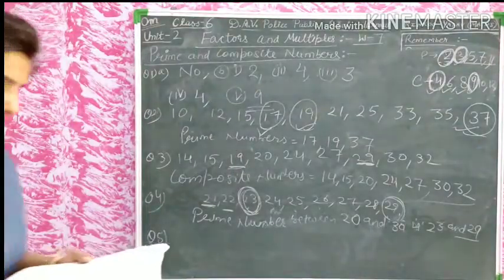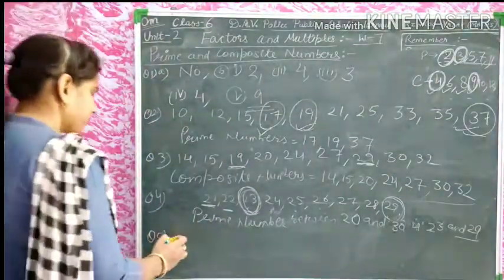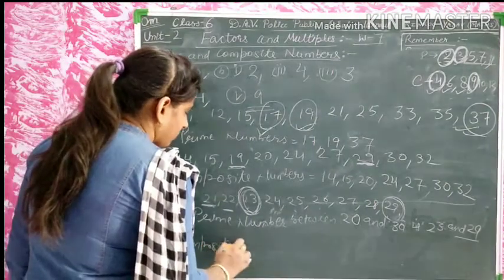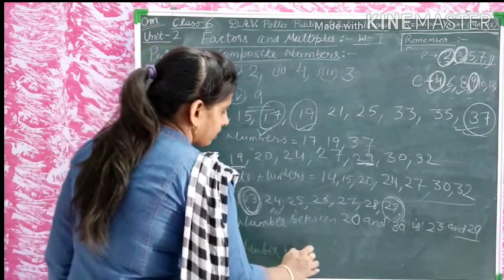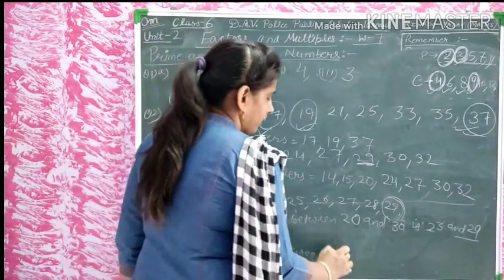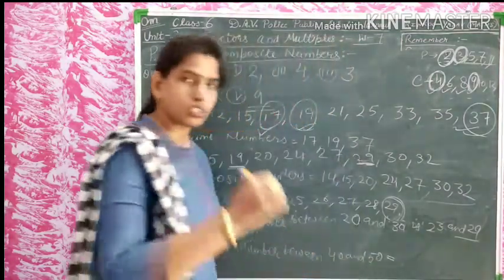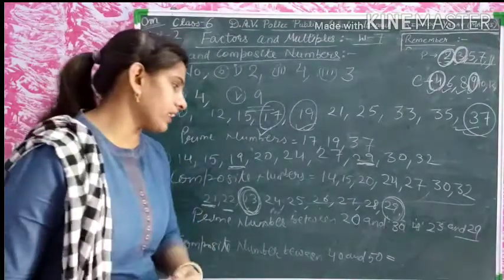The question number 5: write down all the composite numbers between 40 and 50. Composite numbers between 40 and 50, we have to do in the mind. The next number is between 40 and 50.